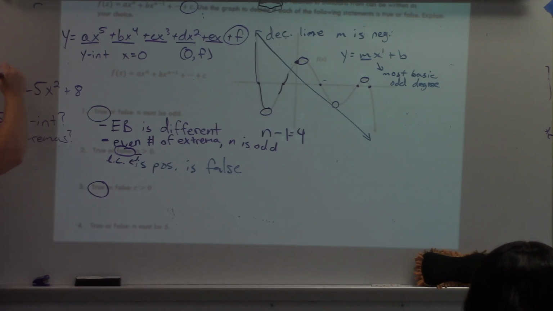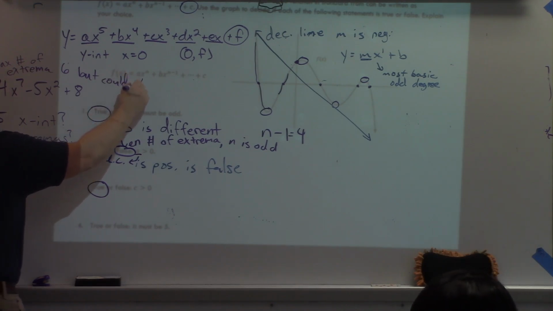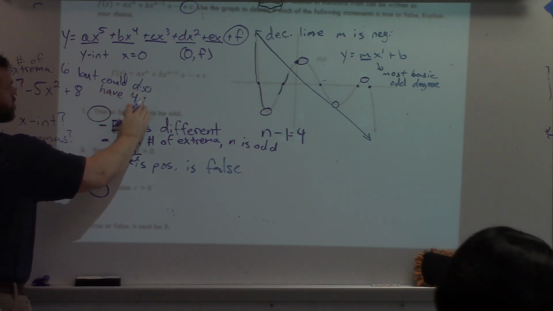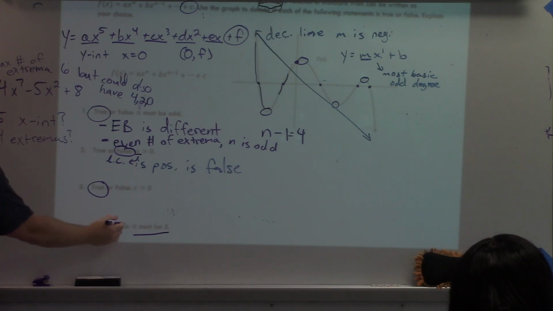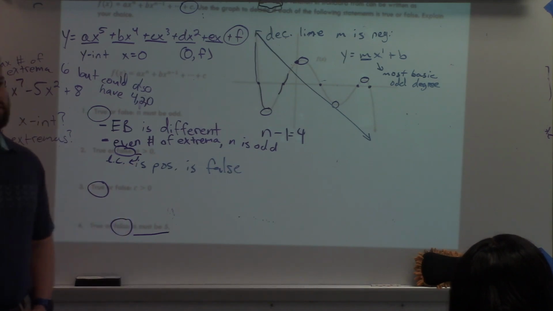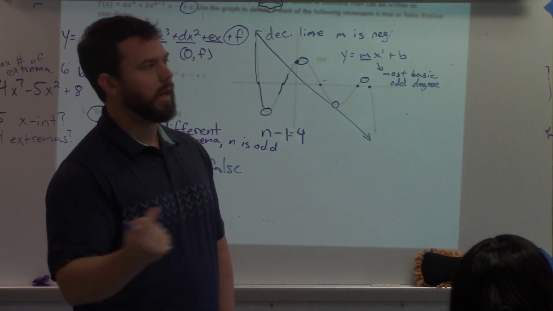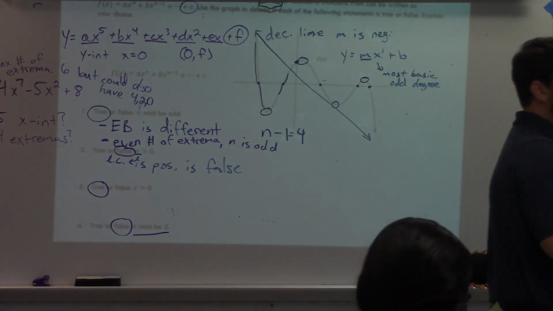Remember, what's the maximum number of extrema? 6. But it could also have 4, oh, I mean, not true. 4, 2, or 0, okay? So, does it have to be 5th degree? No. It has to be odd, and it has to be 5th degree or higher. That's something I want us to pay attention to. It has to be 5th degree or higher and odd.